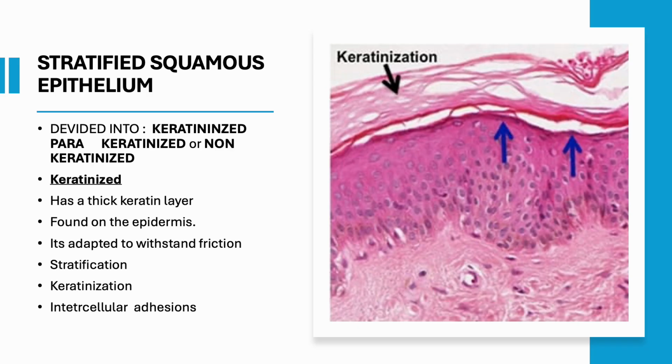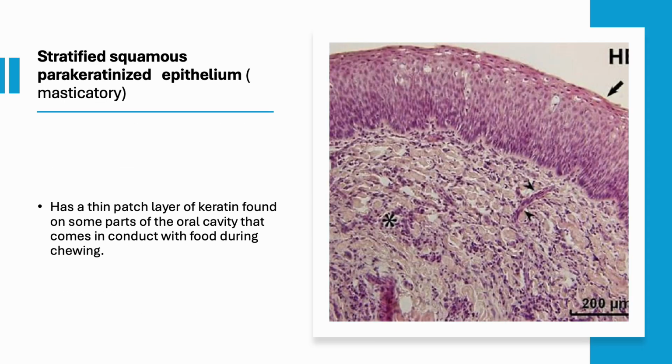Stratified squamous epithelium is divided into either keratinized, parakeratinized, or non-keratinized. So keratinized stratified squamous epithelium has a thick keratin layer found on the epidermis. It's adapted to withstand friction, through stratification, keratinization, and intercellular adhesions. Parakeratinized epithelium is mostly found as a thin patchy layer of keratin on some parts of the oral cavity that come in contact with food particles. As you can see in this layer.